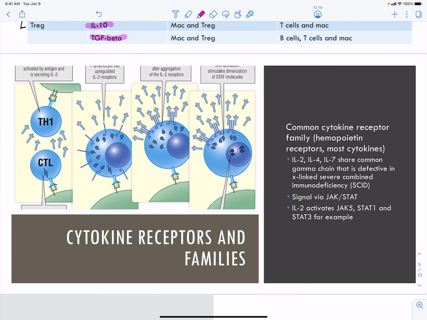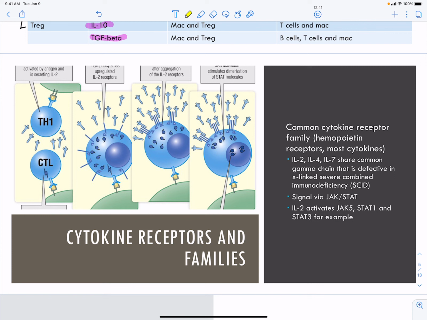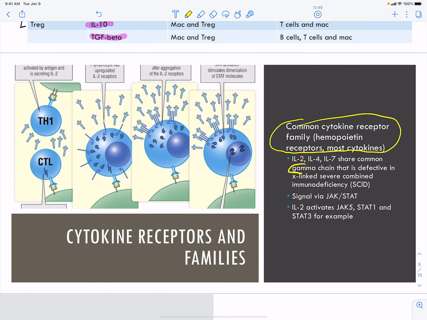Okay, so let's talk a little bit about receptors. So we know cytokines get secreted, and so they have to be interacting with some receptor on a cell, just like anything else that's secreted, hormones, they use the same thing, receptors. And so one receptor that's important to talk about is the common cytokine receptor families. So those are over here. So we have a gamma chain. And this is important, the common gamma chain. So you can see that the gamma chain is shared between IL-2, IL-4, and IL-7.